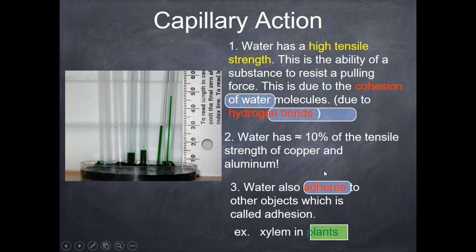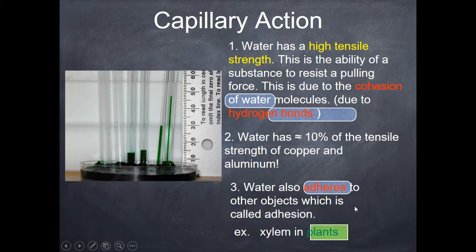Water also has adhesion. So it adheres, or sticks, to other objects. So cohesion is sticking to itself, and adhesion is sticking to other objects. And so that's allowing it to climb up the sides of these tubes in the picture. So it's holding onto itself and it's holding onto the sides, which is allowing it to be pulled up these little glass tubes.